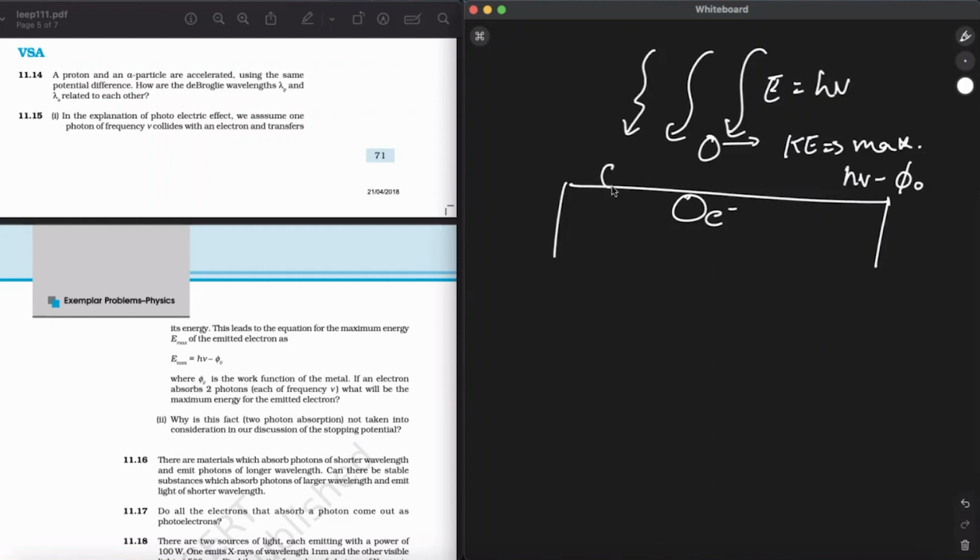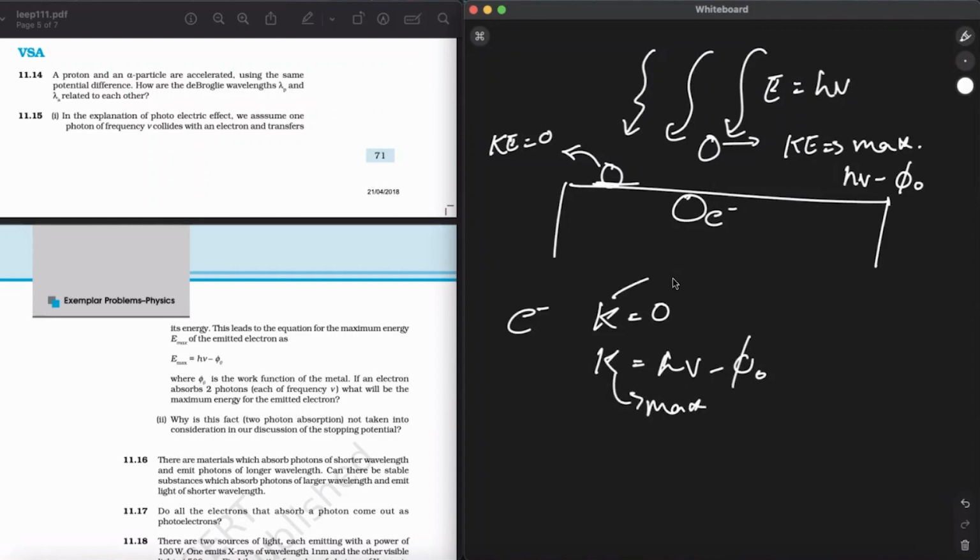And there is another electron which just gets out of this metal sheet and stays at rest. The kinetic energy is zero. So why are there so many ranges? An electron can have a kinetic energy equal to zero, and also can have kinetic energy equal to h nu minus phi naught. So this is the maximum and this is the minimum.